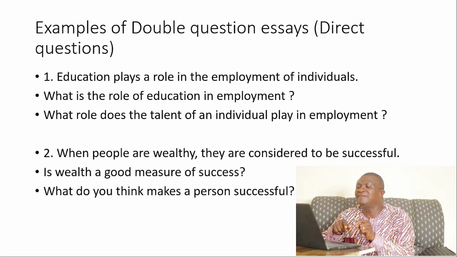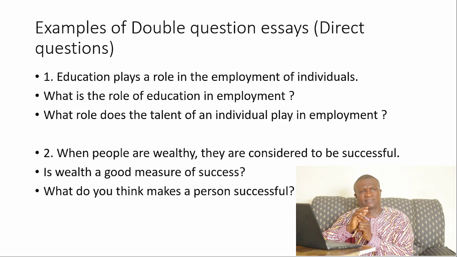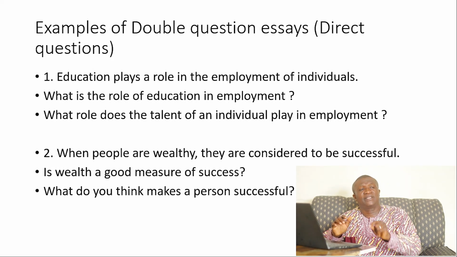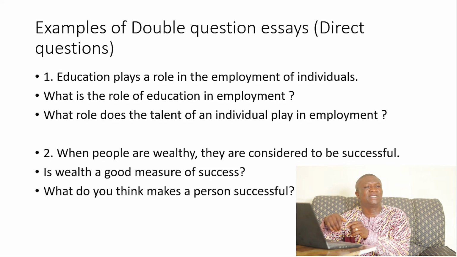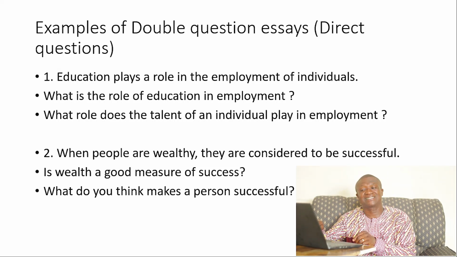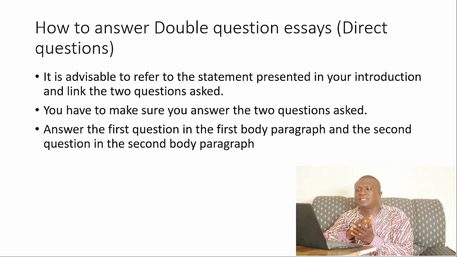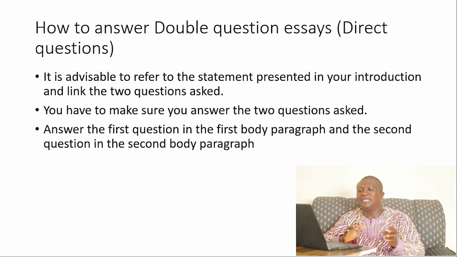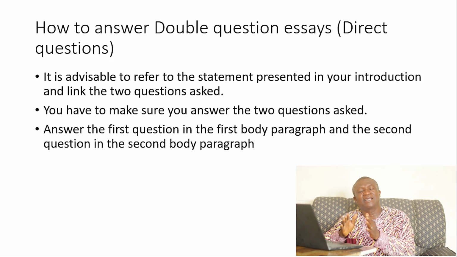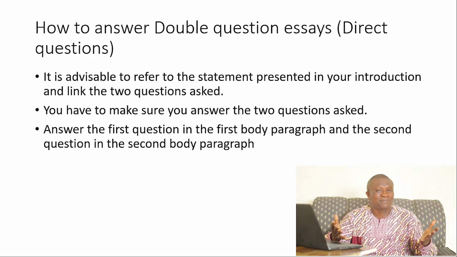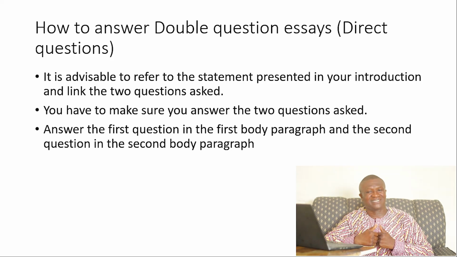Then the next question, what role does the talent of an individual play in employment? So the role of talent in employment will be the next one that you discuss. Do you get it? Yes. So answer the first question in the first body paragraph and the second question in the second body paragraph. Then your last paragraph will be your conclusion. Great. So this is how to approach the various IELTS questions.